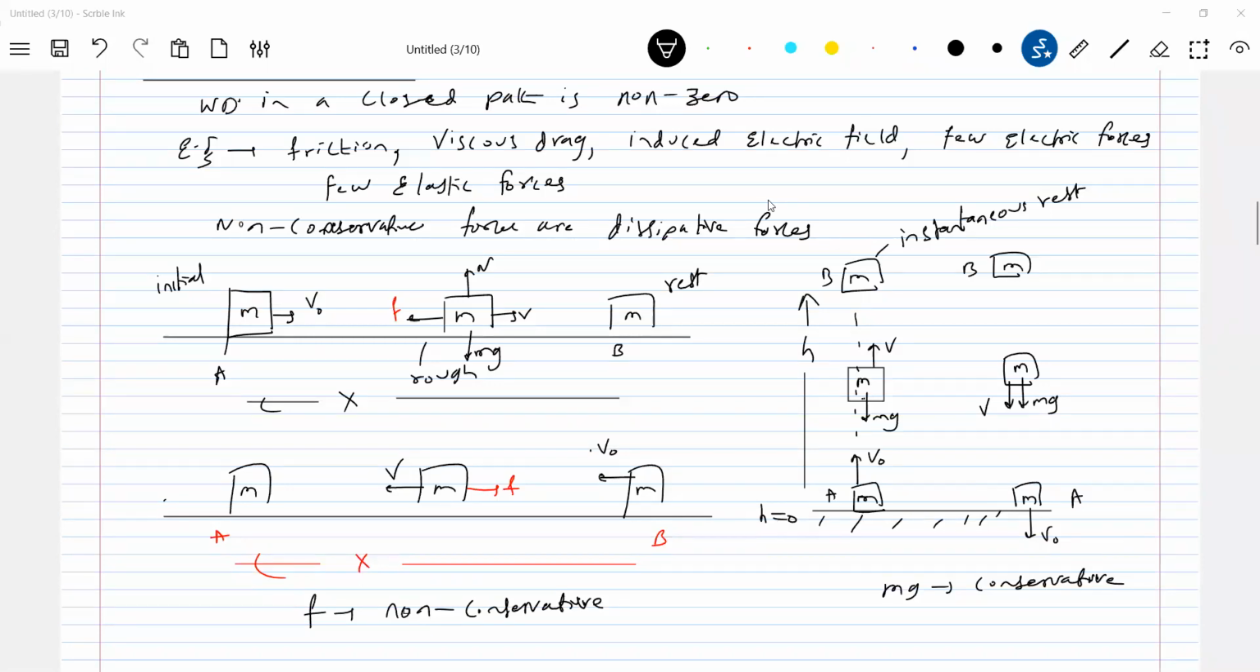So this is about the basics. What are the good examples of non-conservative force? Friction, viscous, drag, all they'll come under the category of non-conservative forces. So whenever a non-conservative force acts, don't apply conservation of mechanical energy. Only when a conservative force is acting, take help of that.